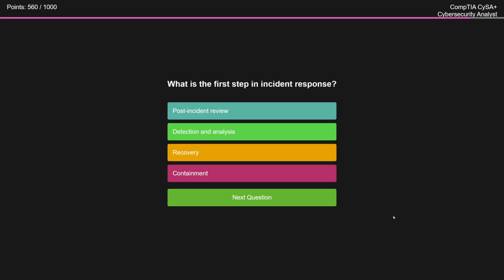So what is the first step in incident response? Post-incident review, detection and analysis, recovery, or containment? For me, this one seems like it would be something to do with incident. So the first step would be detection, right? Because, like I said, detection comes first. If you don't detect anything, how are you going to know that it's there, right? So this always comes first in the incident response steps. You have to detect it before you can do anything.